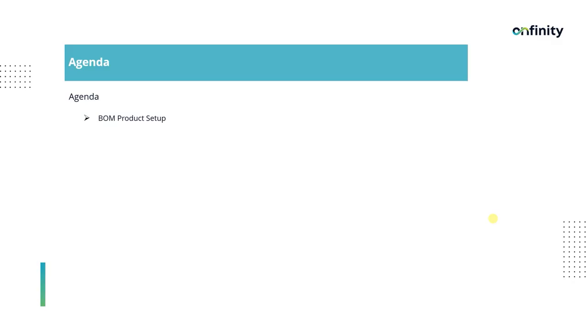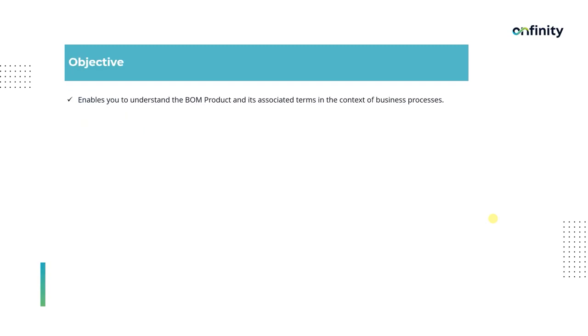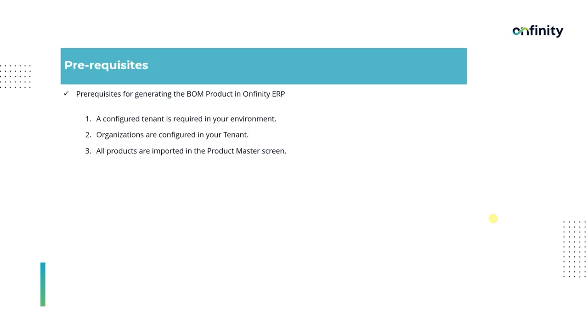In today's session, you are going to understand how to configure the BOM product in the Onfinity ERP system. So here is the agenda. The objective enables you to understand the BOM product and its associated terms in the context of business processes. The prerequisites for generating the BOM product in Onfinity ERP require a configured tenant in your environment. Organizations are already configured in your tenant, and all products are imported in the product master screen.